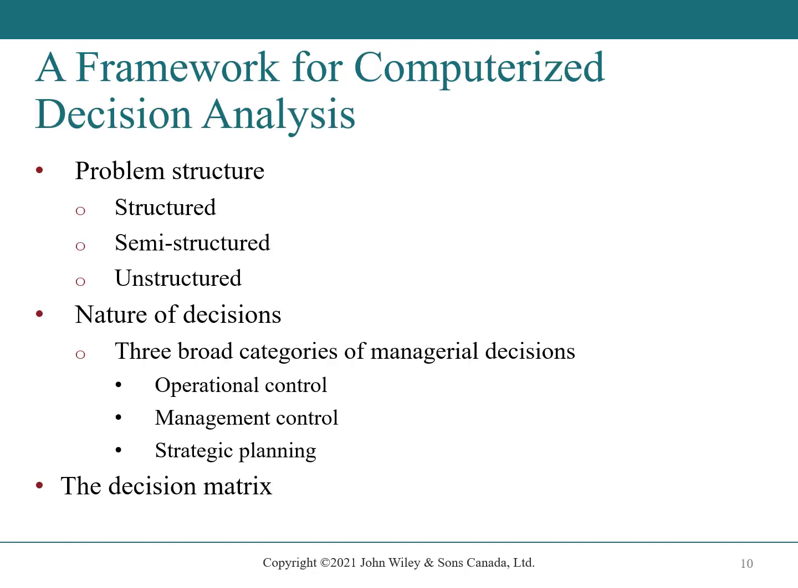A framework for computerized decision analysis. We have three elements: the problem structure, the nature of decisions, and the decision matrix. The problem structure can be broken down into structured, semi-structured, and unstructured. The nature of decisions is such that there are three broad categories of managerial decisions: operational control, management control, and strategic planning. Structured decisions deal with routine and repetitive problems for which standard solutions exist, such as inventory control.